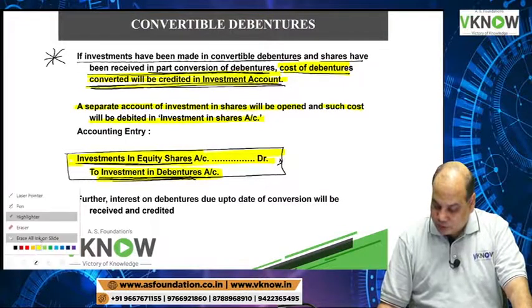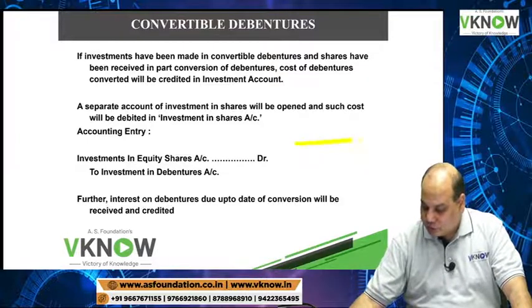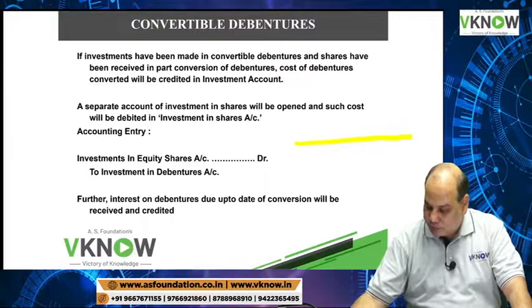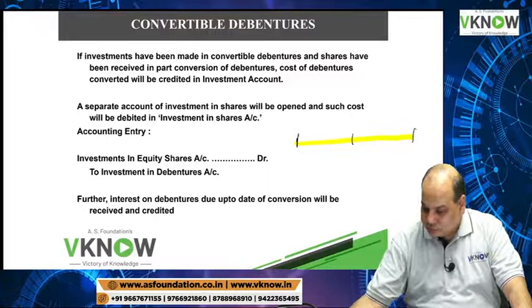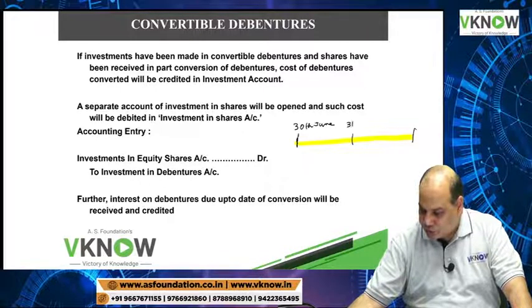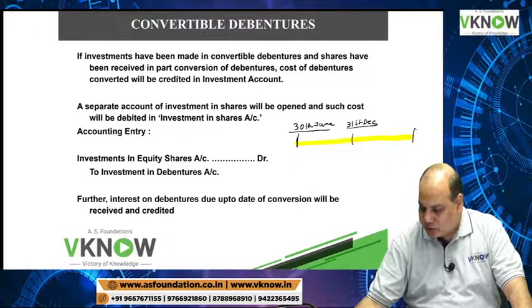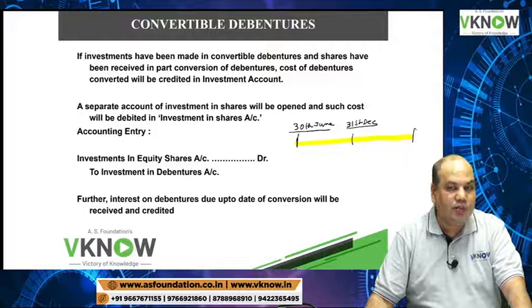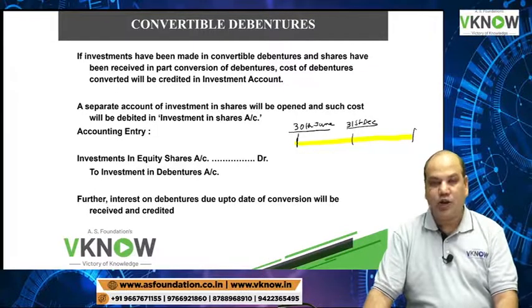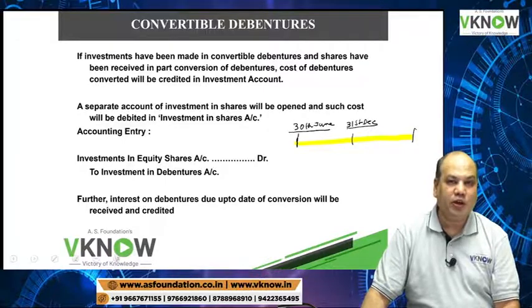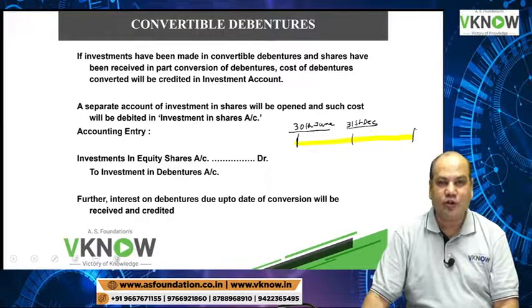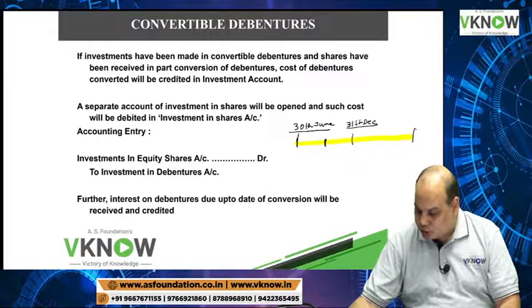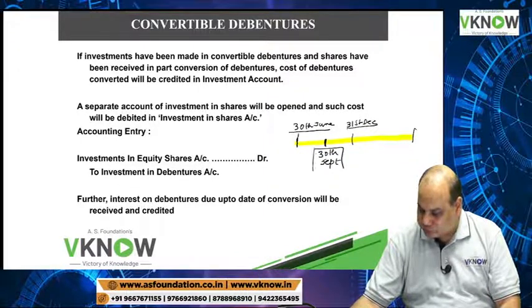One more important thing. Suppose a company pays interest on 30th June and 31st December. Interest payment dates are 30th June and 31st December, and conversion took place on 30th September.